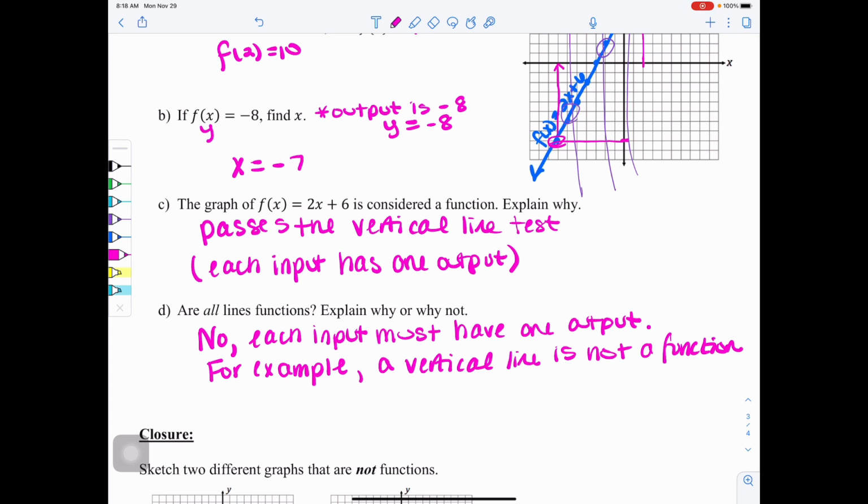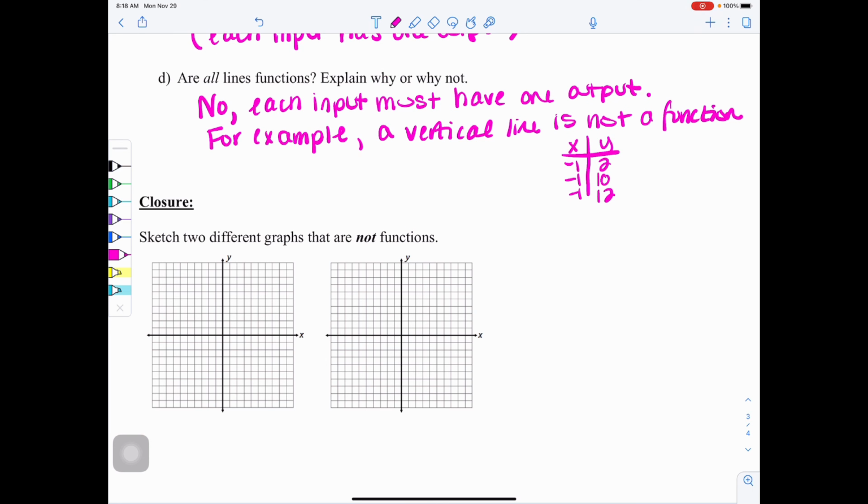If we think about a vertical line, that means that your x values are all the same and your y values are different, which is why this would not be a function. Now I would like you to complete the closure question. It says sketch two different graphs that are not functions. At this time, pause the video, make your sketches, and then resume the video to see two examples.